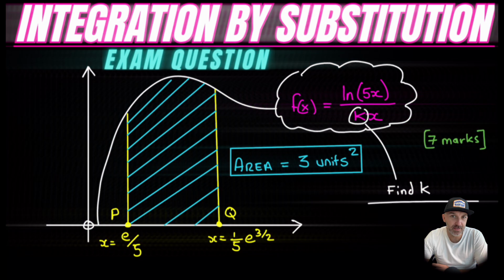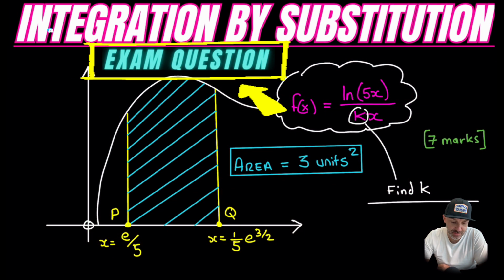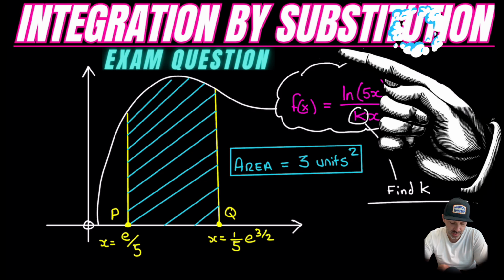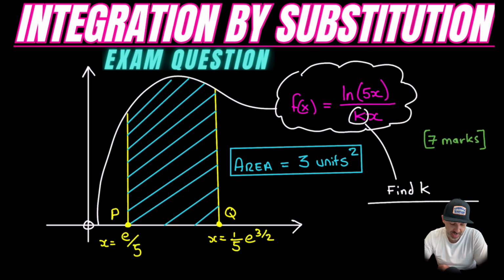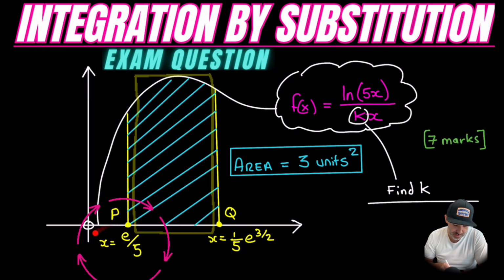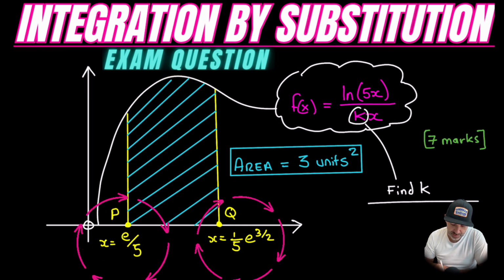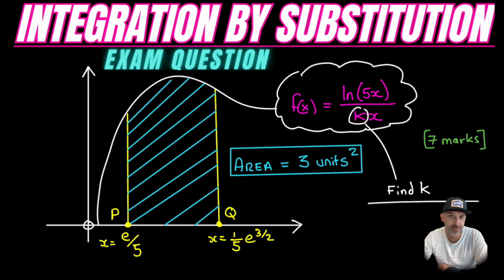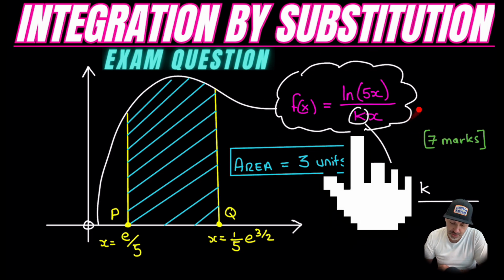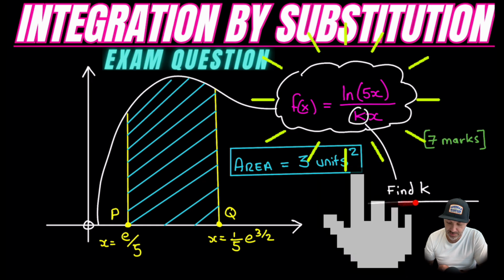Welcome back, and this is a walkthrough for an exam question based on integration by substitution. If you look at the question, they've given us an area bound between the function and the x-axis, and they gave us some limits. So we have the lower limit and the upper limit, so those will define our definite integral. We've also got a function that involves natural log and an unknown value k, and that is the value they're asking us to find.